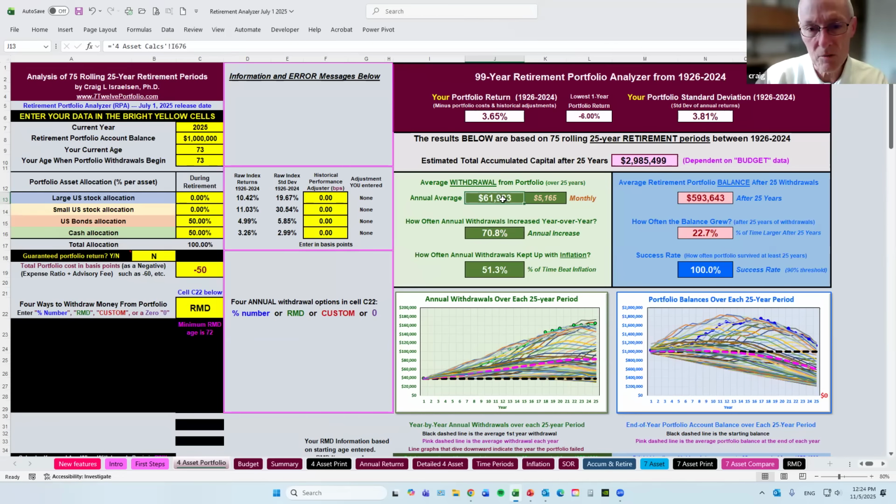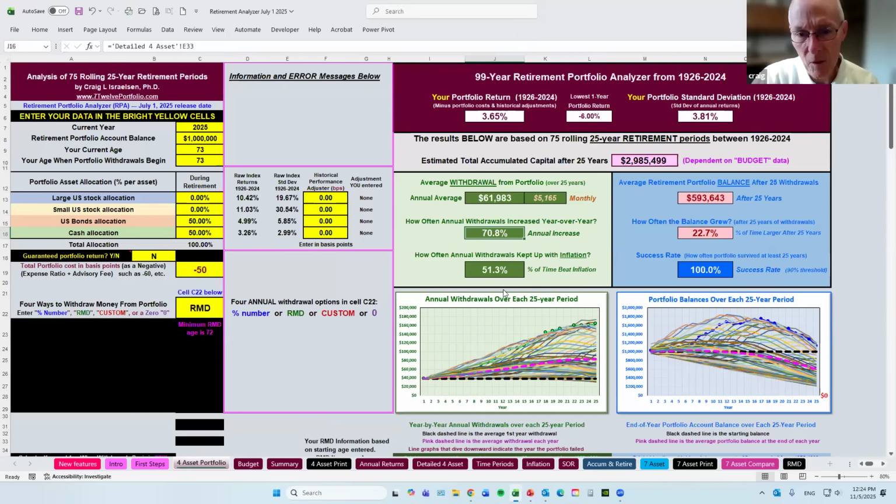So the average withdrawal is certainly one piece that we want to focus on. Another piece is how often did these withdrawals increase year over year? 71% of the time. Wow, that's cool. How often did the withdrawals keep up with inflation? And I'm talking about not the average inflation. I'm talking about the inflation as it occurred year to year to year. So like 1966, you know what I'm saying? Yep. Right, exactly. I'm not using these average figures for inflation. I'm using the actual rate every year.